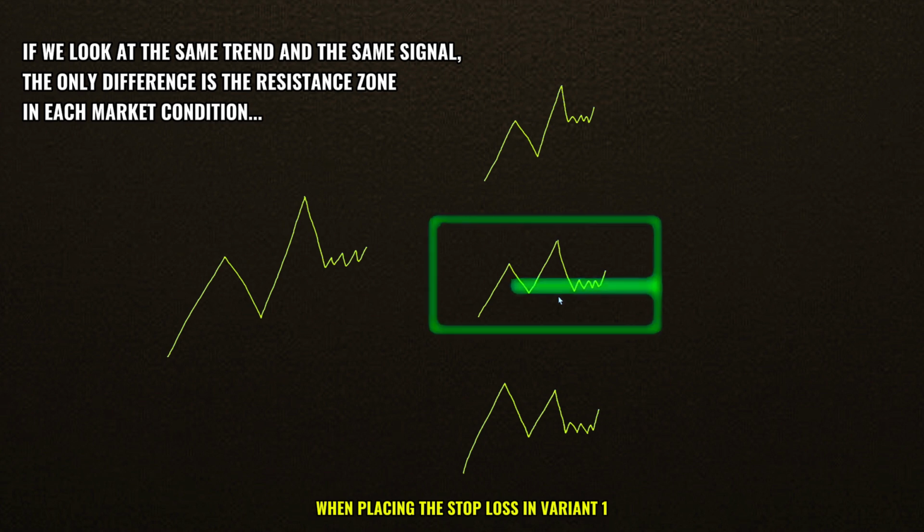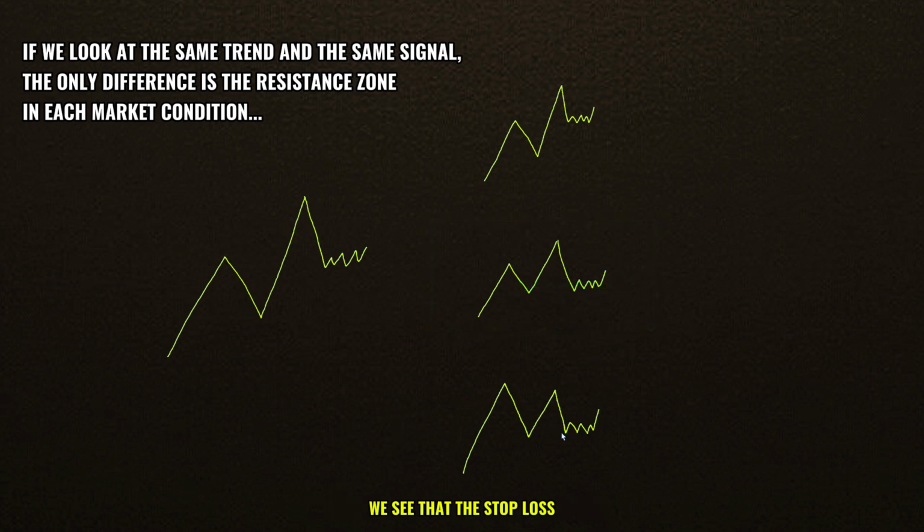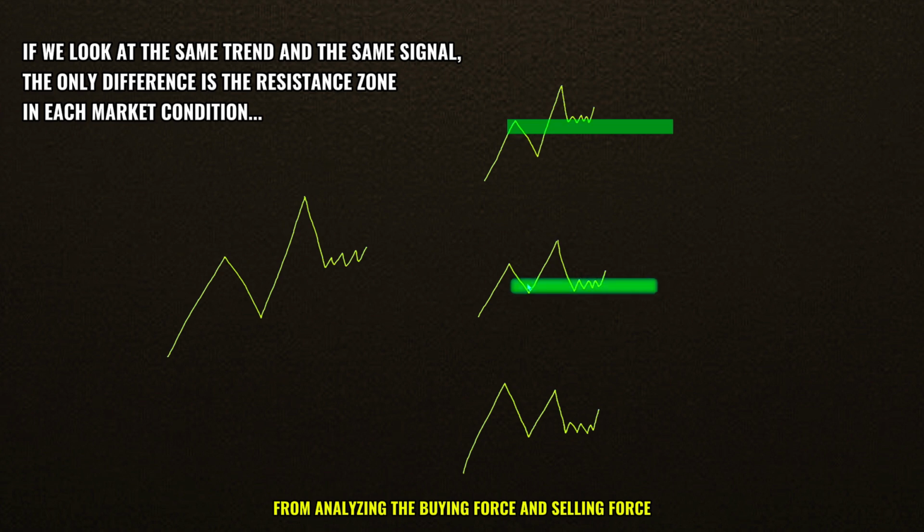When placing the stop loss in variant 1, we see that the stop loss point is only below the entry signal. But when placing the stop loss in variant 2, the stop loss point will be both below the entry signal and below the previous bottom zone, meaning that if the price breaks down the signal zone and hits the stop loss point, the higher probability is that the price will fall. But in variant 1, sometimes it breaks through the stop loss point and goes down to this bottom zone, it gets pushed up again. From analyzing the buying force and selling force, we will see in which variant it will increase the winning rate higher.